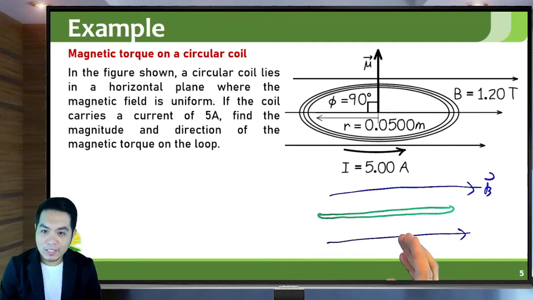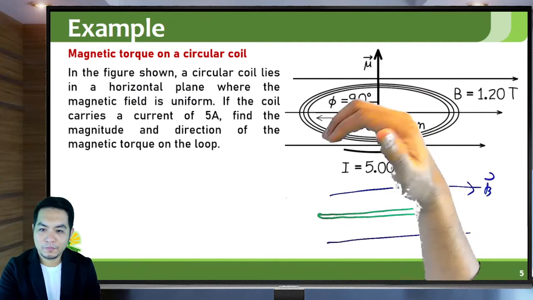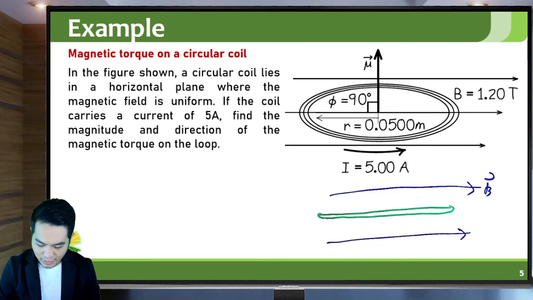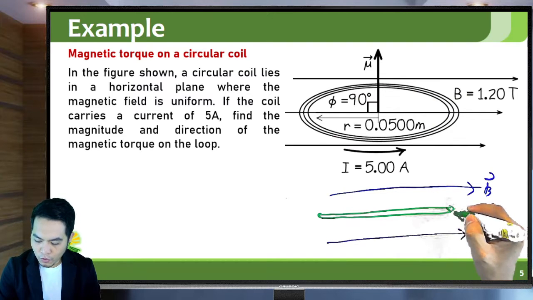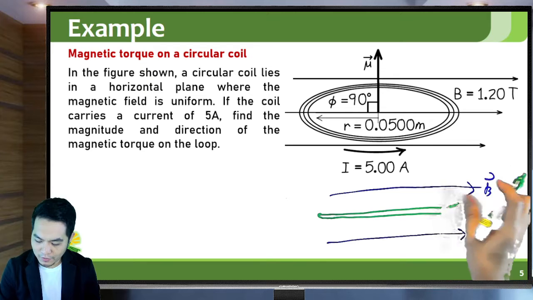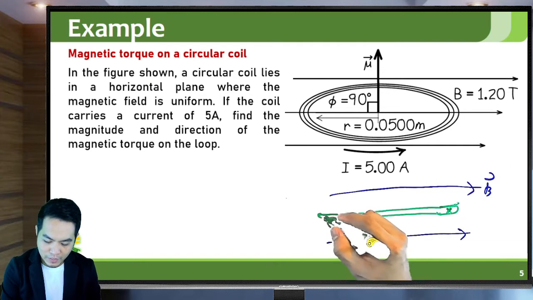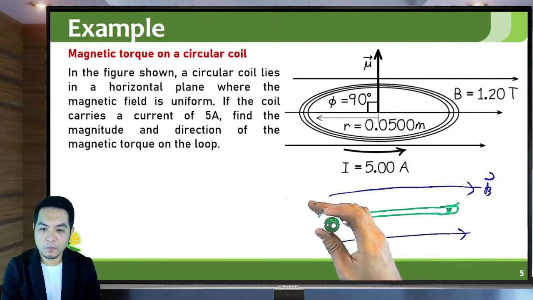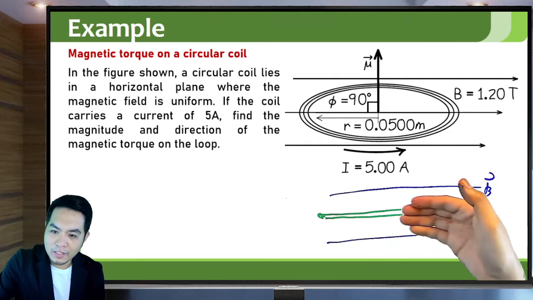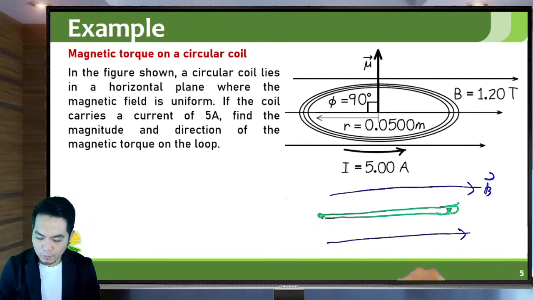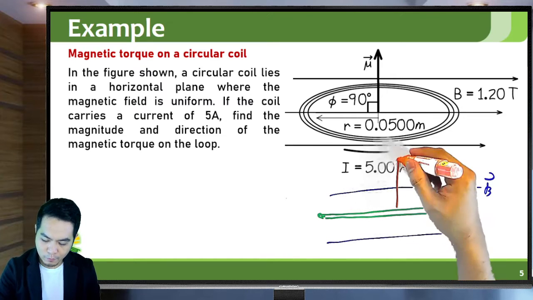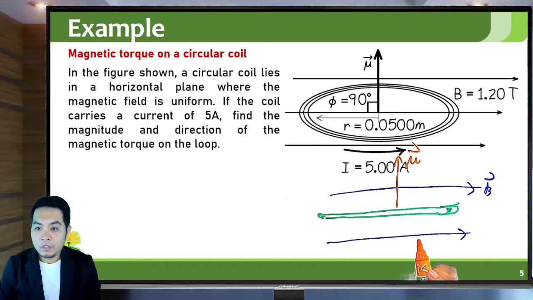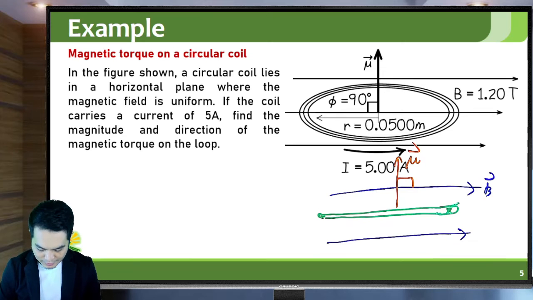So in this case, since our current is counterclockwise, our current here will be going inside. It will be an X here, and it will be a dot here. So meaning the current is going inside the loop here, and it will go out of the loop here. So like that. Meaning the magnetic dipole moment is directed upwards, or the area vector is directed upwards. So in this case, the angle between the magnetic dipole moment and the magnetic field is 90 degrees.